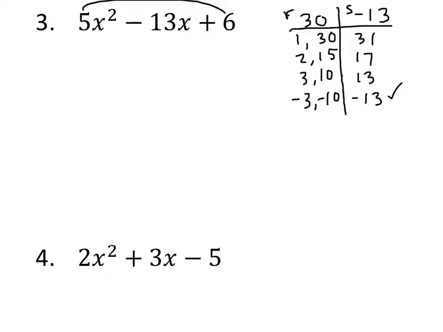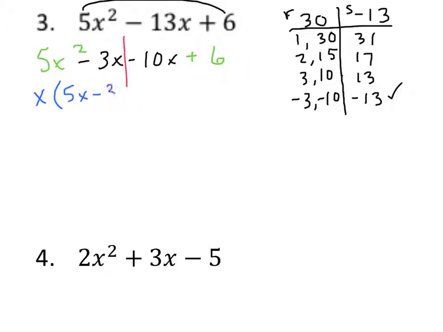Okay, so we got 5x squared, and then that middle term I'm going to write as negative 3x minus 10x, and I'll bring down this plus 6, then I'll split this in half. When I'm looking at 5x squared and 3x, the largest thing they have in common is x, so that'll be 5x minus 3 inside the parentheses.